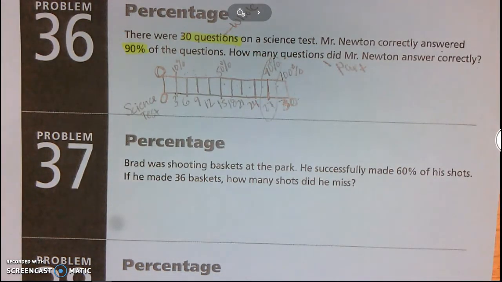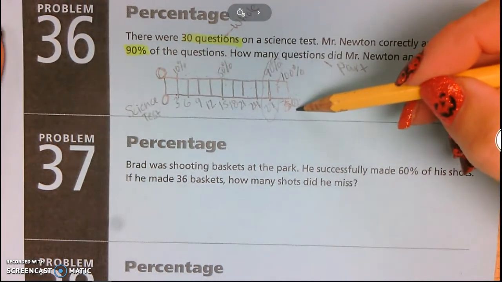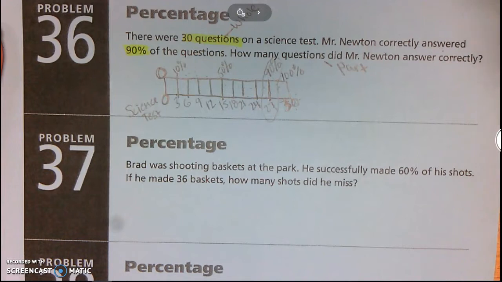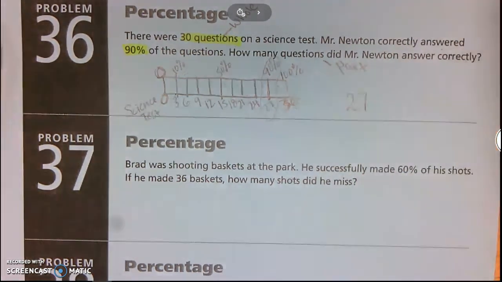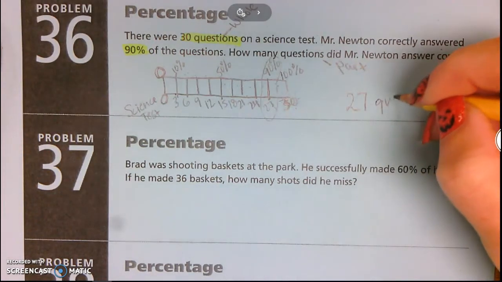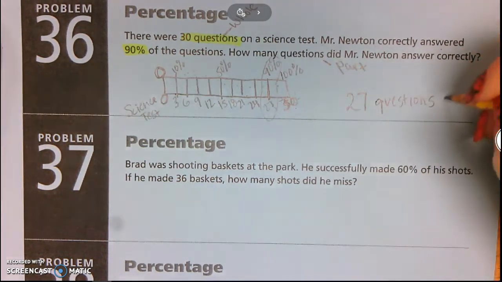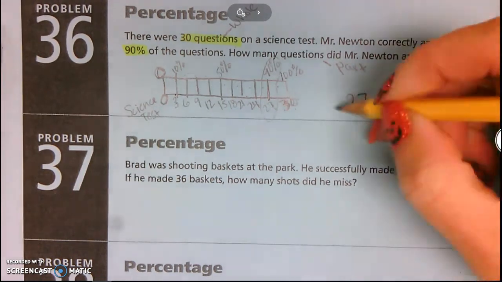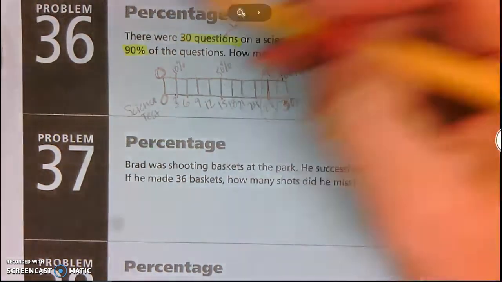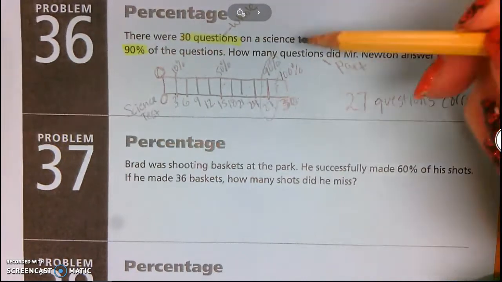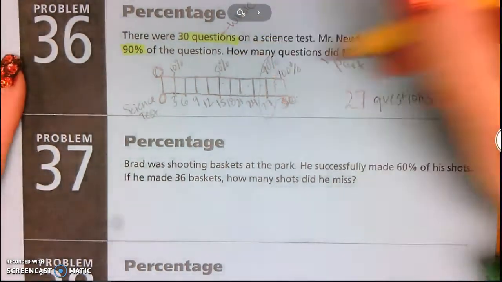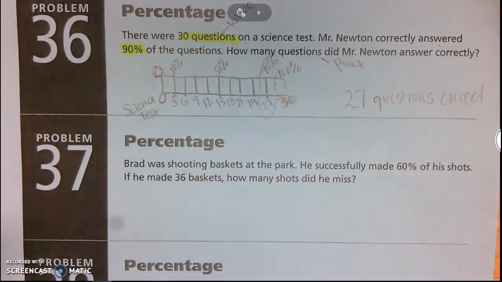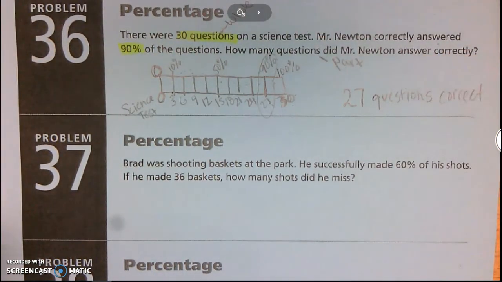He answered 27. Does that make sense? Well, 90% is almost all. It's really close to 100. 27 is really close to 30. Yes, I feel like that makes sense. So my answer here would be 27 questions correct. Remember, we want to get in that habit of pulling our correct answer out. We don't want to let anybody just sit here and infer. I could have all this stuff here, but it doesn't mean that I can necessarily answer that last part. So you want to make sure you pull that section out.